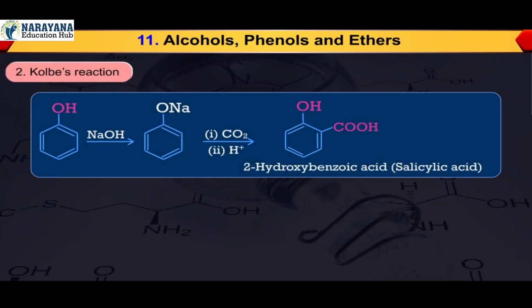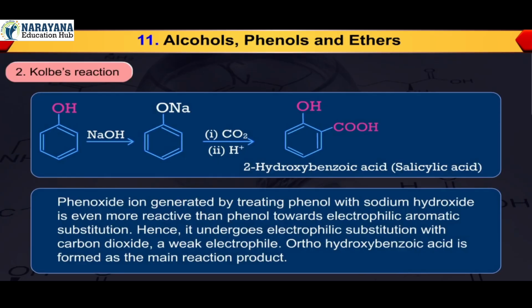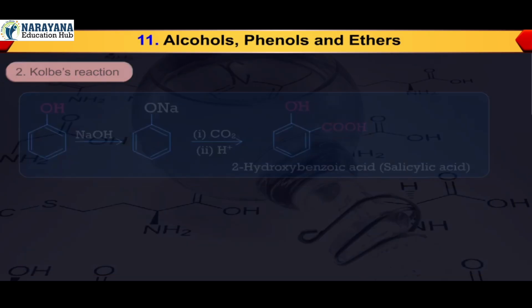2. Kolbe's reaction. Phenoxide ion generated by treating phenol with sodium hydroxide is even more reactive than phenol towards electrophilic aromatic substitution. Hence, it undergoes electrophilic substitution with carbon dioxide, a weak electrophile. Ortho-hydroxybenzoic acid is formed as the main reaction product.